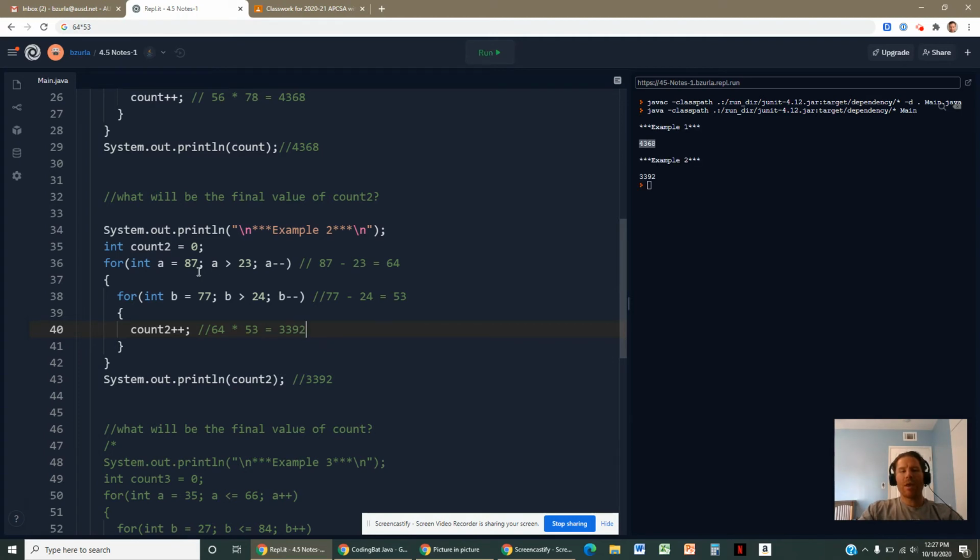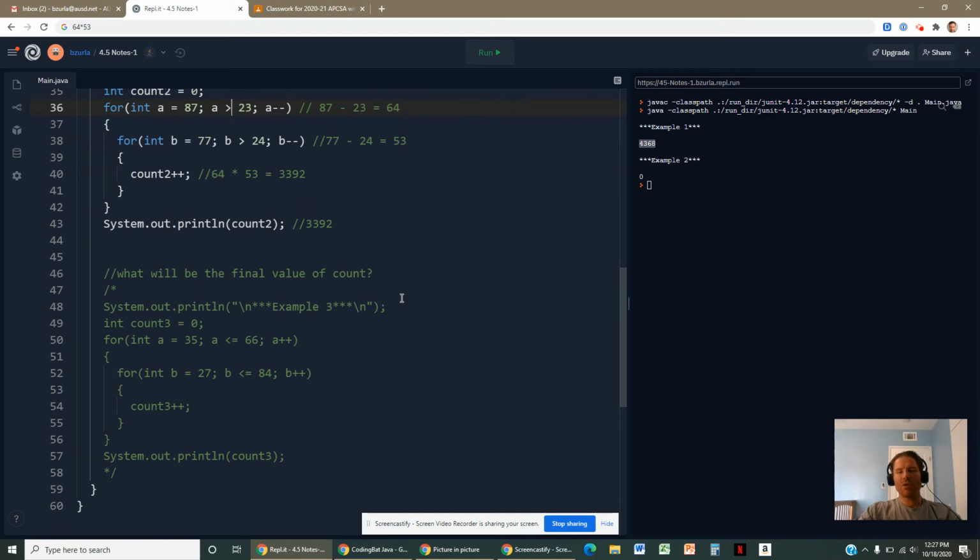All right. Now, like I was saying, what if I had done something weird? Like what if this outside loop had said less than? Then this loop would have never run. 87 is not less than 23. It wouldn't have taken 64 iterations to make it less. This would have run 0 times. So now we would have gotten an answer of 0. The count value would have still been 0. We never would have incremented it once. So just be careful, make sure it's actually doing what you think it's going to do.